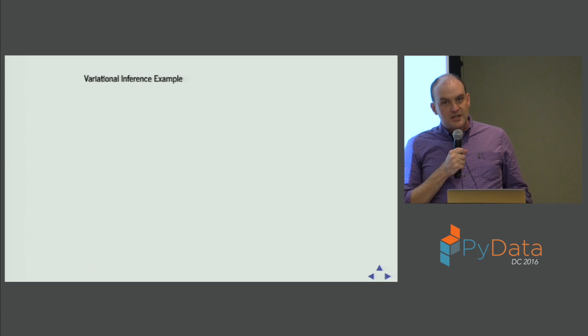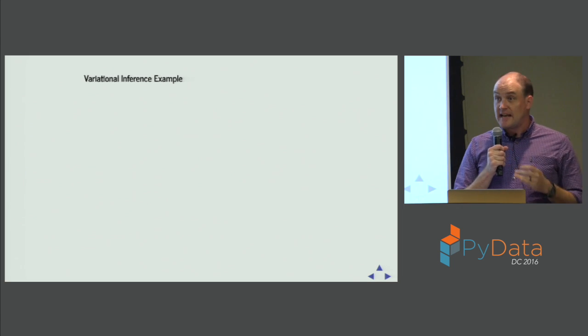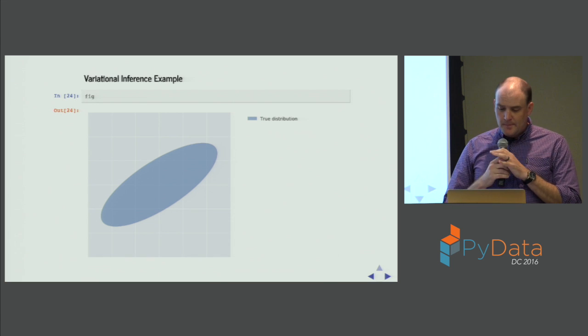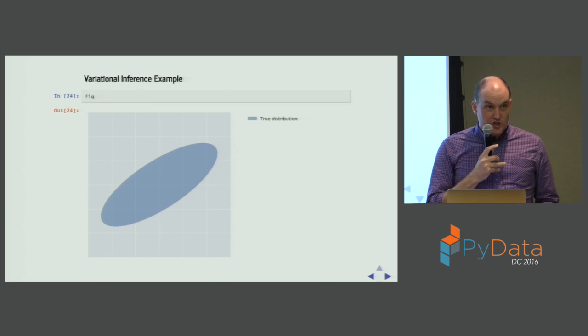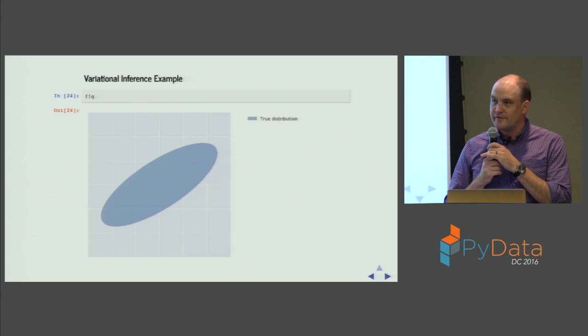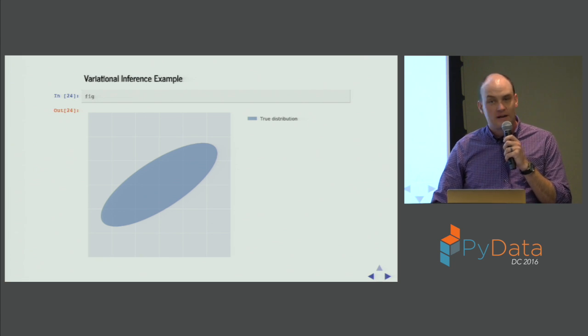So enough variational inference theory, let's dive into a quick visual example. Suppose this is our true distribution that we're trying to approximate using variational inference. Now, this we could probably calculate by hand, but whatever, it's instructive.